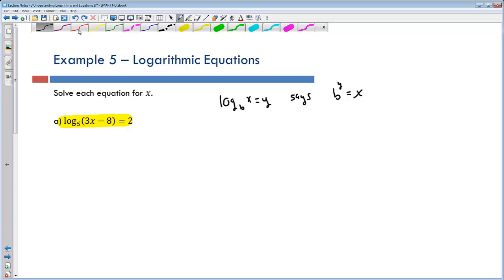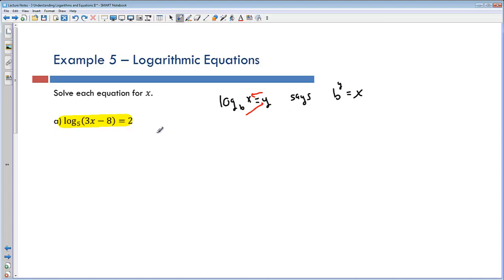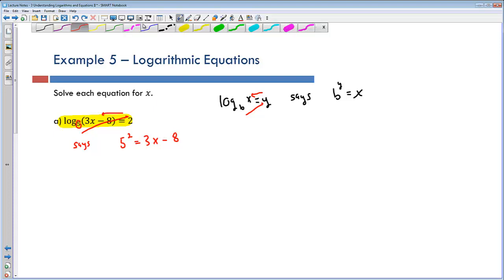I sometimes just use these arrows here. So it's like b to this is that. And so we can do what it says here. If you have a 5, it says 5 to the 2 is equal to 3x minus 8. So it says 5 squared should be equal to 3x minus 8. And once you write that down, this is easy to solve because it's basically just a linear equation.